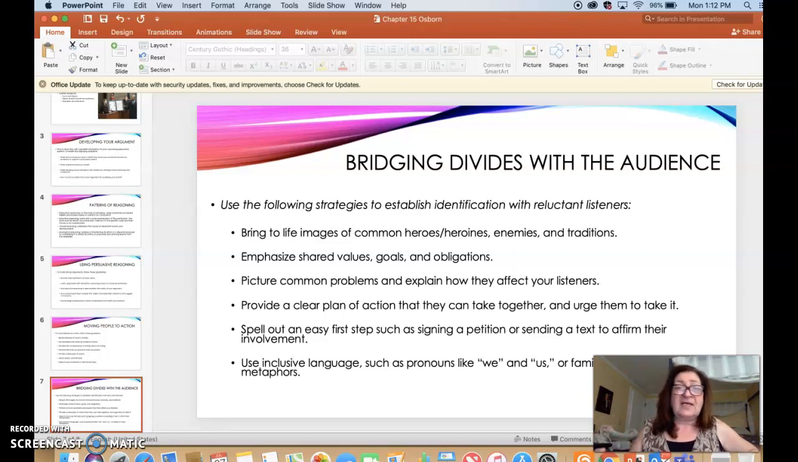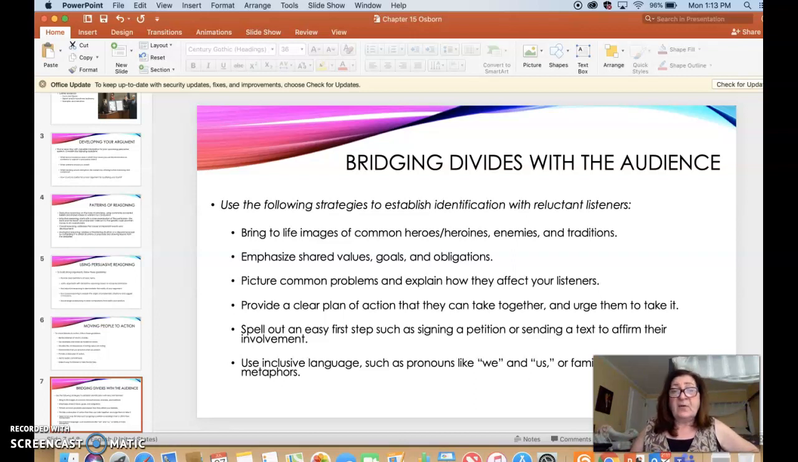So the logical explanation. Provide a clear plan of action that they can take together. Urge them to take that. So this is call for action. This is the closing of your message. Spell out an easy first step, such as signing a petition or sending a text to affirm their involvement. So you're asking for commitment from your audience members.